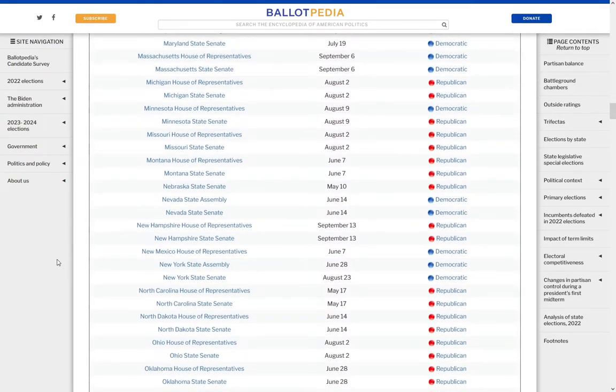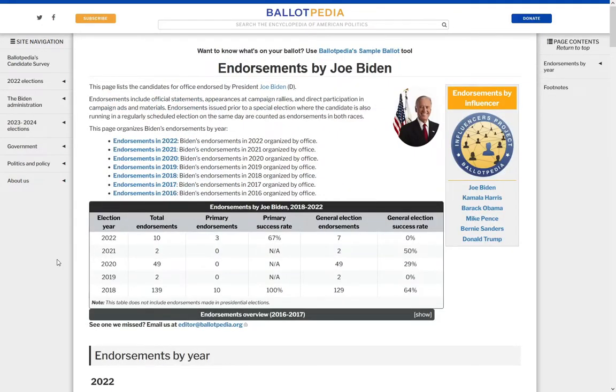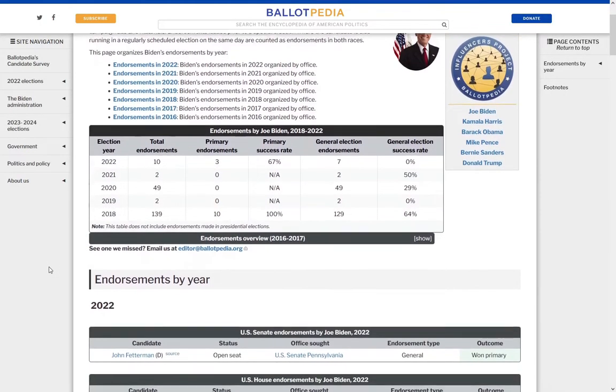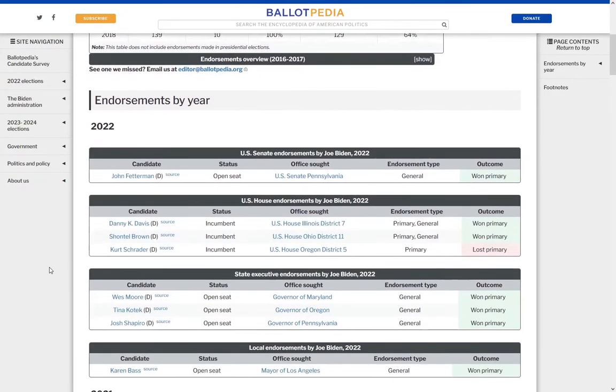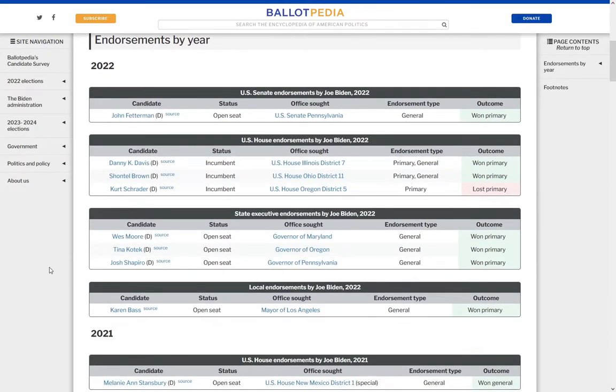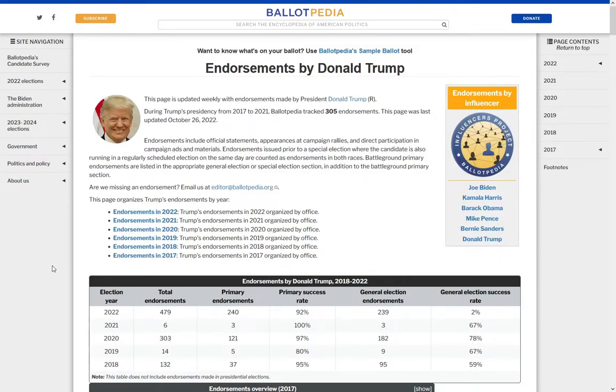But how about endorsements? Well, Ballotpedia has that covered as well. Here are Joe Biden's endorsements. And for this current year, 2022, there's not many Joe Biden endorsements. But they're all on here if you want to take a look, as well as previous years. I think a lot more people are interested in the Donald Trump endorsements. Well, those are definitely on here.